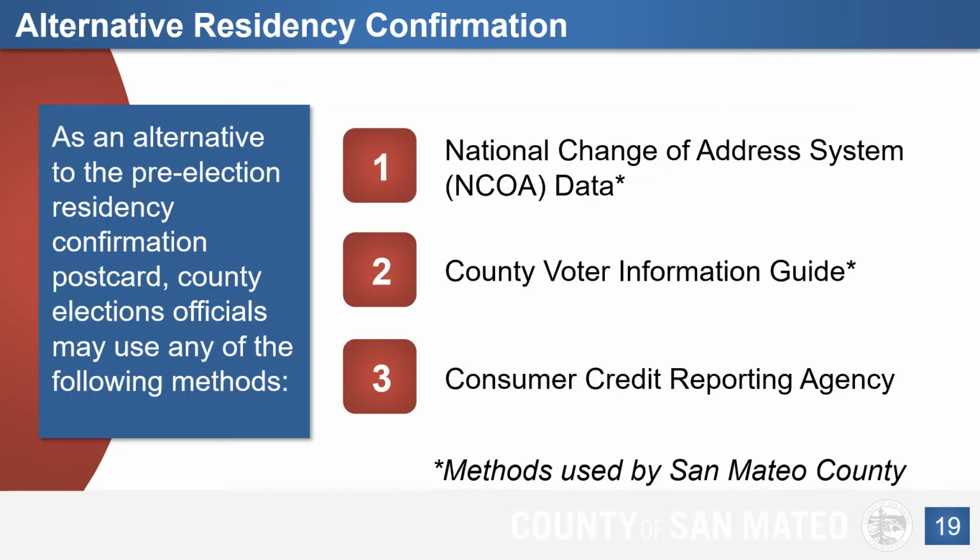As an alternative to the pre-election confirmation mailing, California Election Code allows alternative methods. Examples are the use of national change of address data.